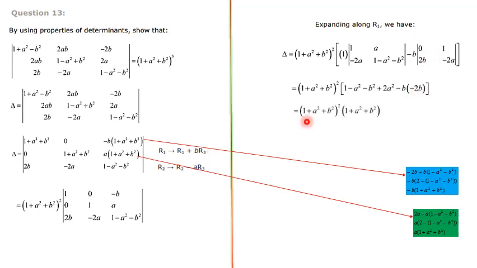Again 1 plus a square plus b square the whole square into, when you remove the bracket, it becomes 1 minus a square minus b square plus 2a square. This minus into minus is plus, it becomes 2b square. So when you do the calculation, you will get 1 plus a square plus b square. So finally, we will get the answer as 1 plus a square plus b square the whole cube. That is our result, hence proved.